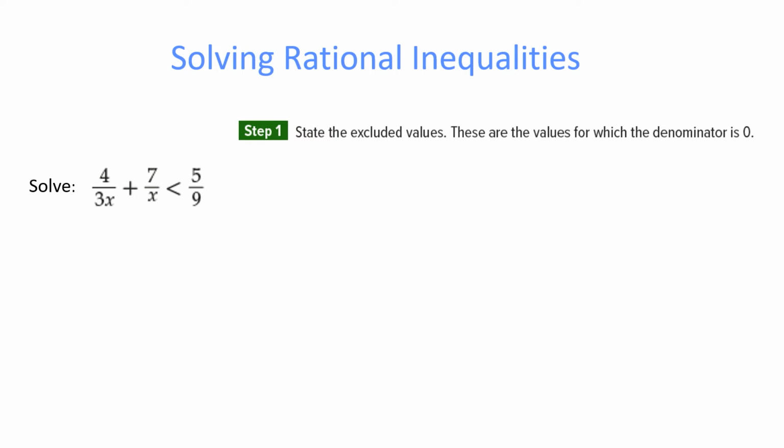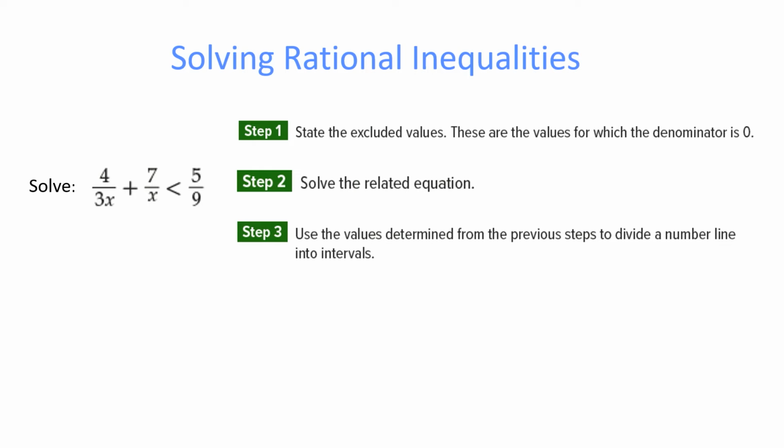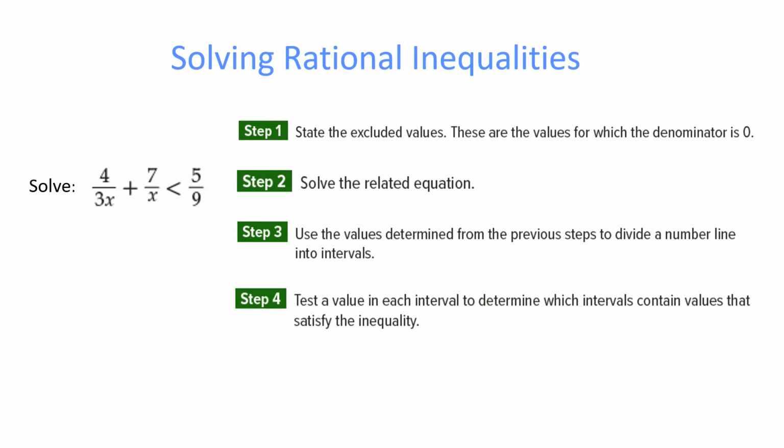First step is to state the excluded values. They are the values for which the denominator is 0. Second, we'll then solve the related equation. So we change the inequality sign to equal and solve the equation as we did in the previous exercises. In step 3, use the values determined in the previous steps to divide the number line into intervals. So we'll look into the intervals and see in which intervals the inequality is less than or equal to the number on the right side in this case. In step 4 we are testing the intervals to see which intervals are the ones we are looking for and which are not.